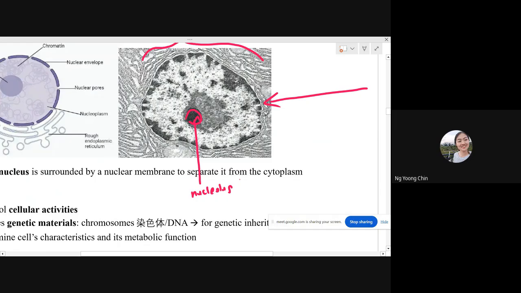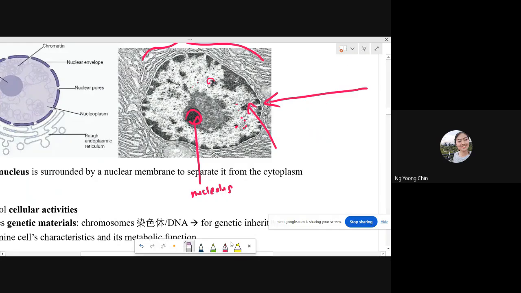Nucleolus. Okay. And then here, you can see just like black spots. A lot of black spots, right? Sometimes it's a small black spot, some is a large black spot. So this black spot actually refers to the genetic material. It refers to the chromatin. You can say it's chromatin.